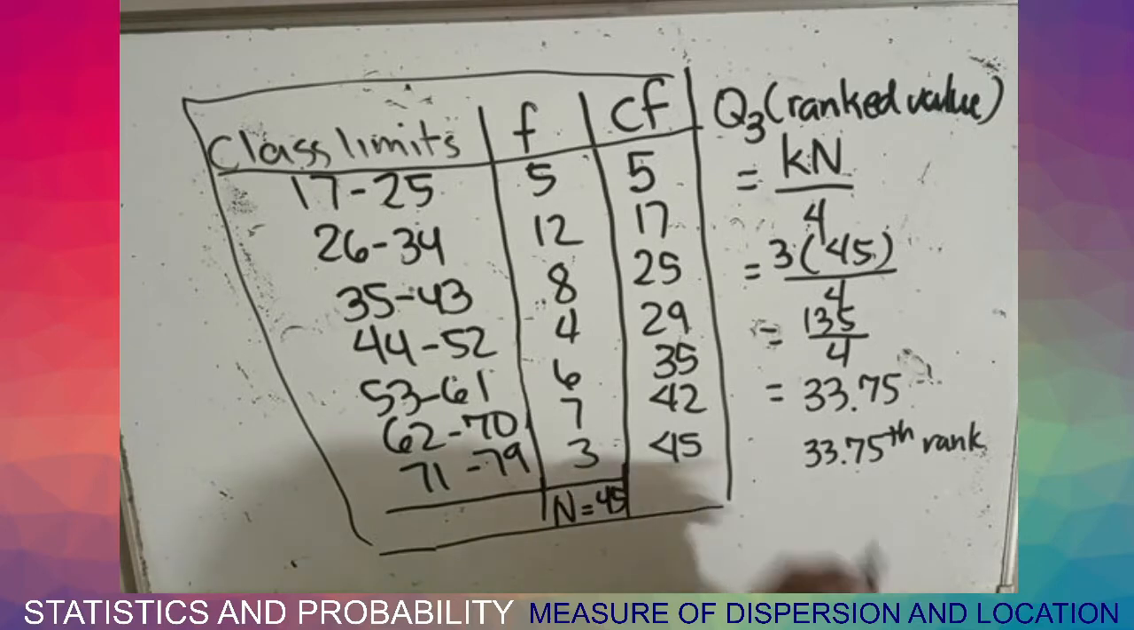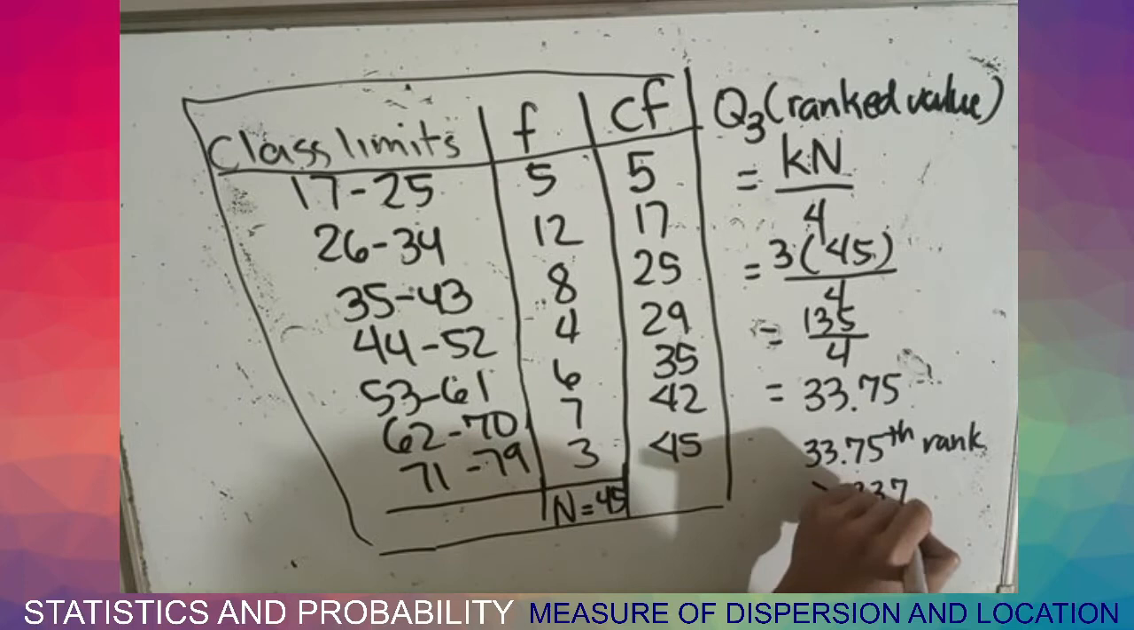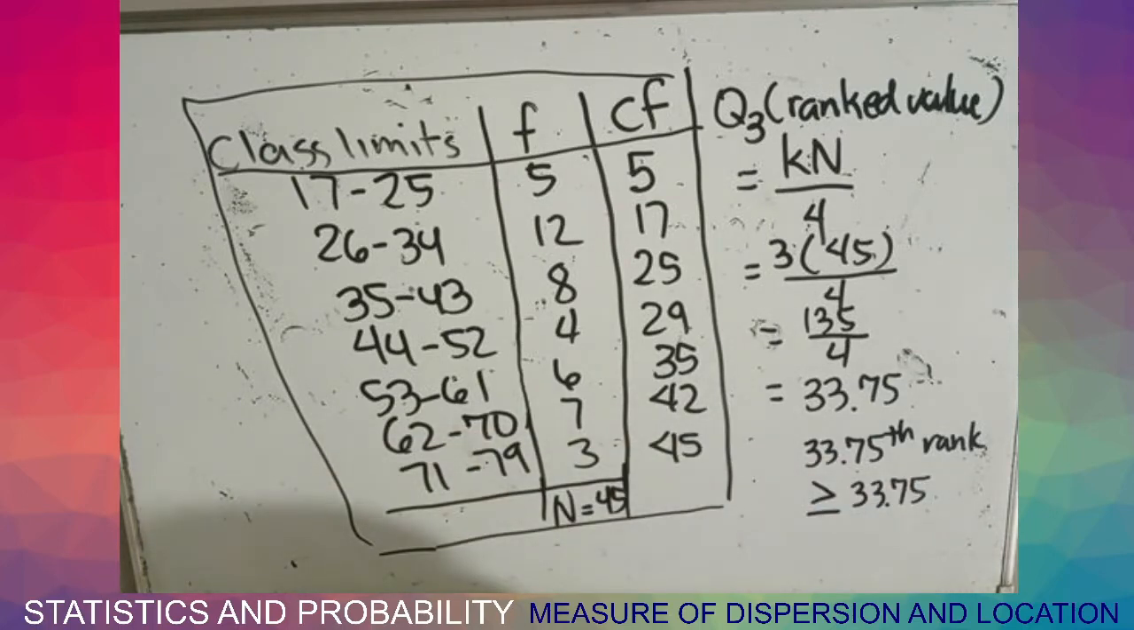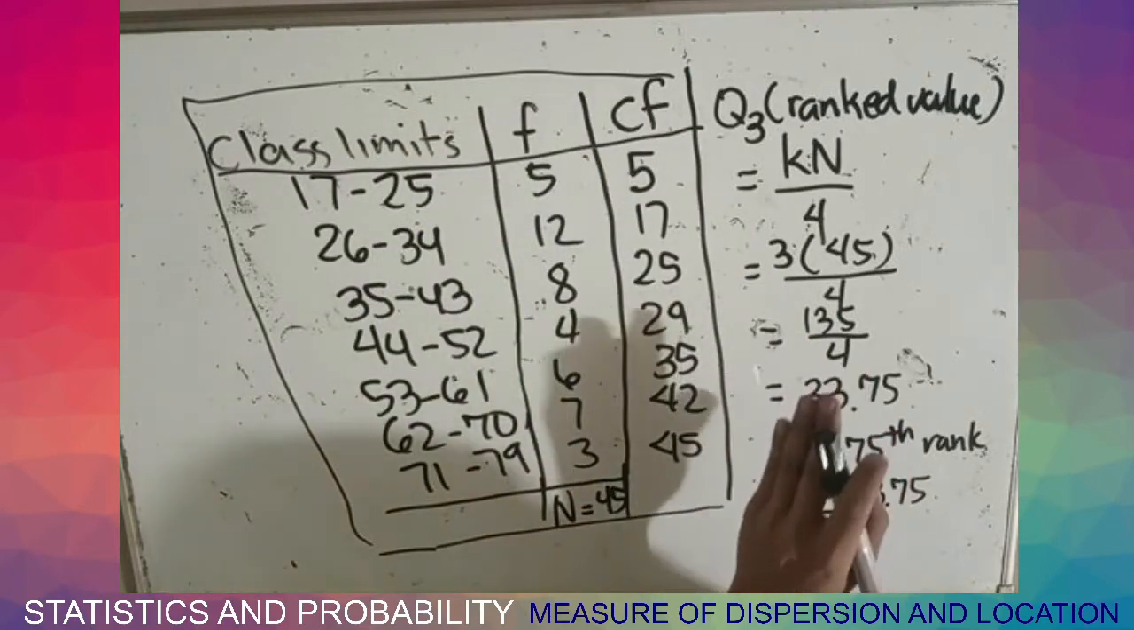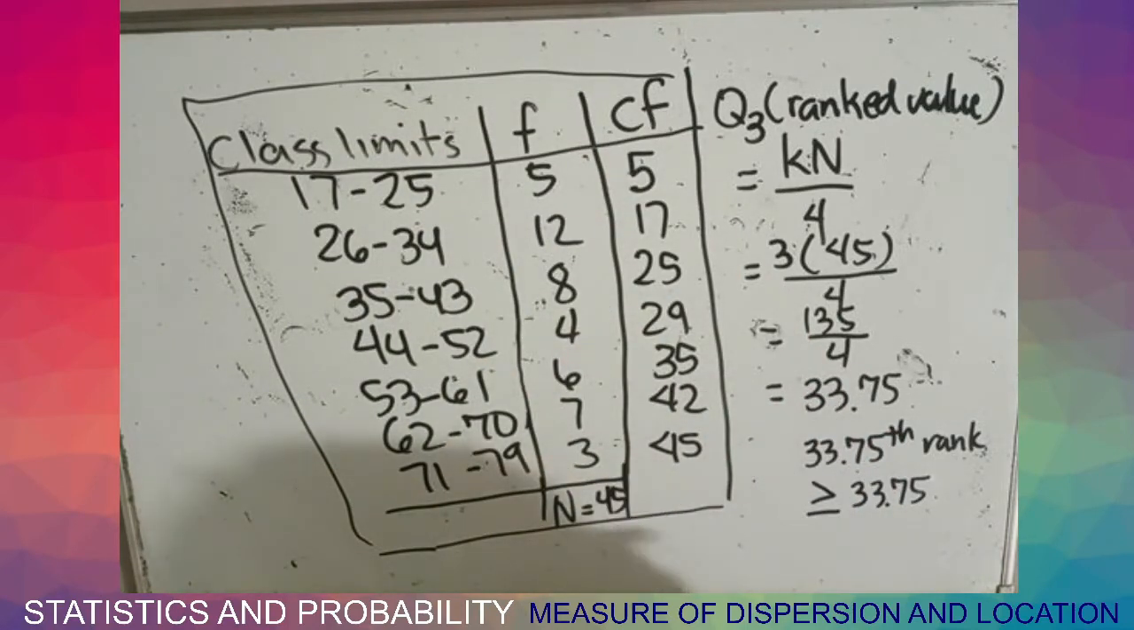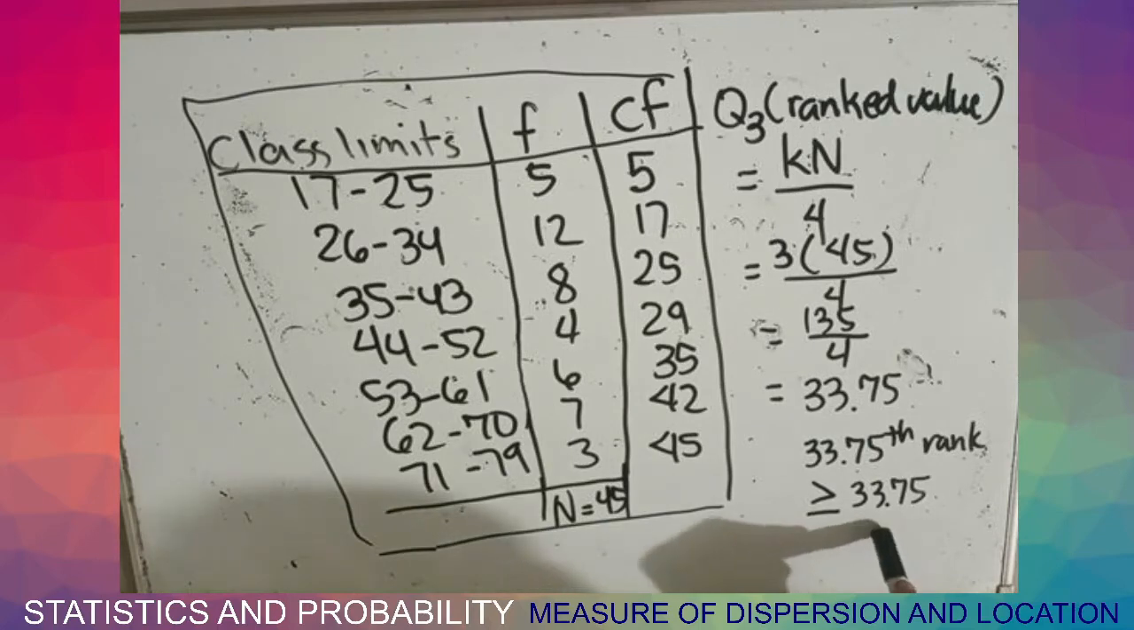So, hanapin natin yung greater than or equal to 33.75. Dapat daw yung ating CF or yung ating quartile class is greater than or equal to 33.75 or yung ating quartile rank value. So, hanapin natin dito sa CF para makuha na natin si quartile class. Hanapin natin yung pinakamalapit sa 33.75 na greater than or equal sa kanya.